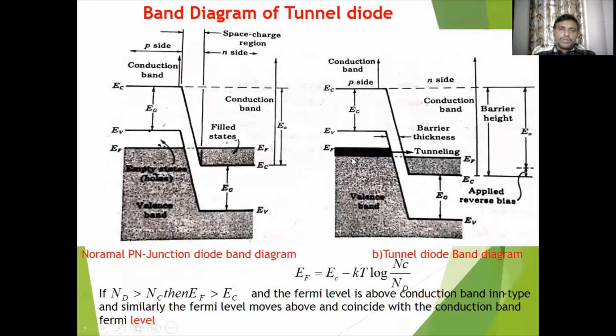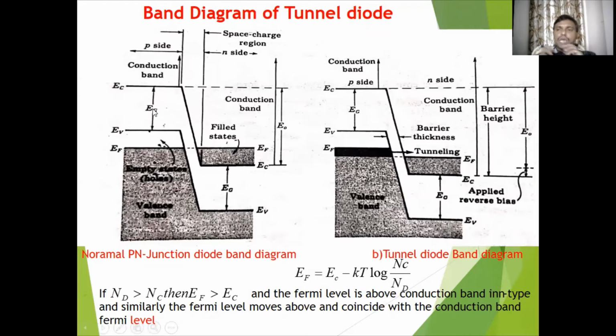Here we have the normal PN junction diode band diagram, and this is the tunnel diode band diagram. You all know what a band diagram is. It consists of the valence band energy level and the conduction band energy level, and in between we have the Fermi level. Here I am taking EC as the conduction band of the P side and EV as the valence band of the P side. In between the conduction band and valence band, we have the forbidden energy gap, which I am representing as EG.